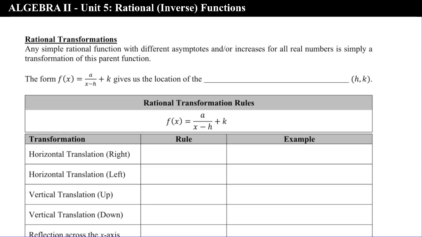All right, now let's talk about rational transformations. So a simple rational function with different asymptotes and or increasing for all real numbers is simply a transformation of this parent function. Okay, so the form f of x equals a over x minus h plus k gives us the location. So you noticed in absolute value and quadratic, it gave us the location of the vertex. In cubic, it gave us the location of our inflection point. And in this case, it's going to give us the location of the intersection of the asymptotes.